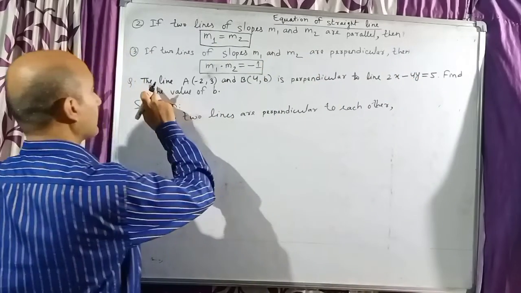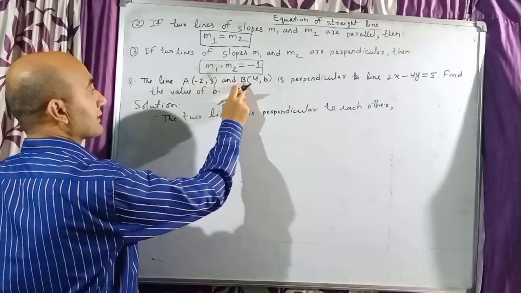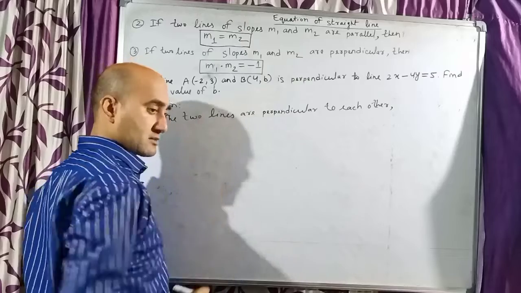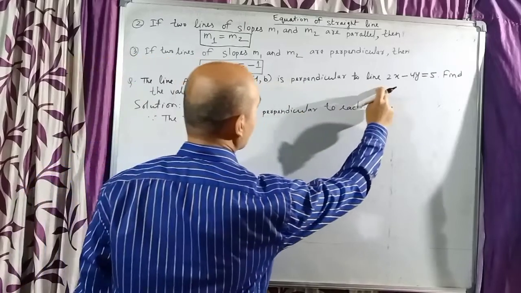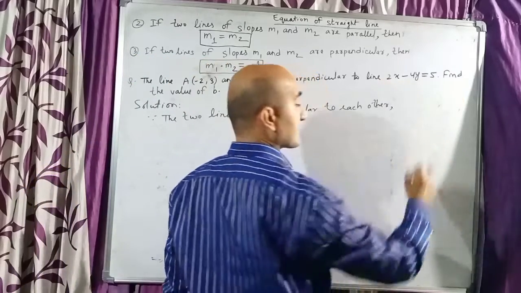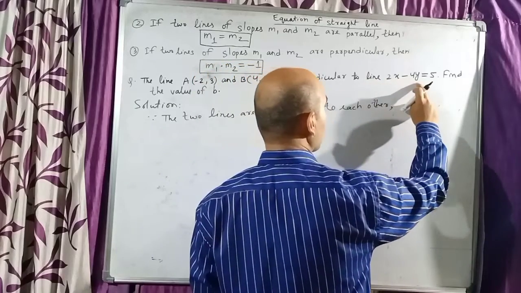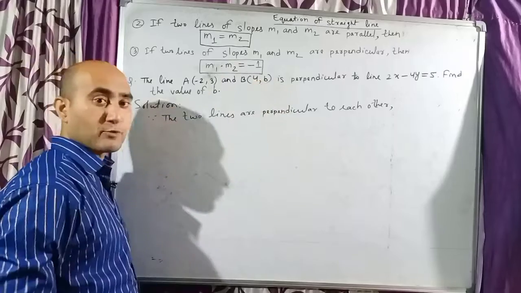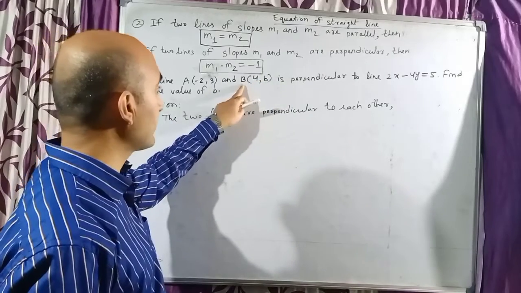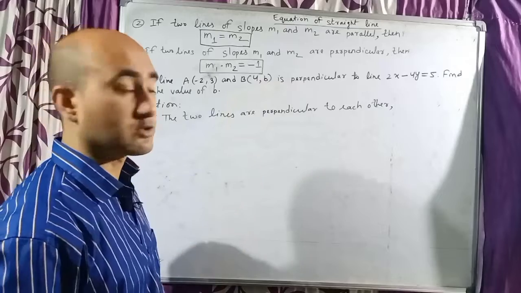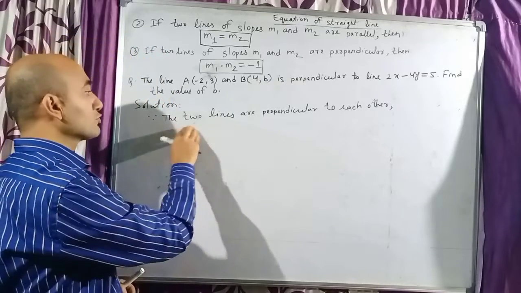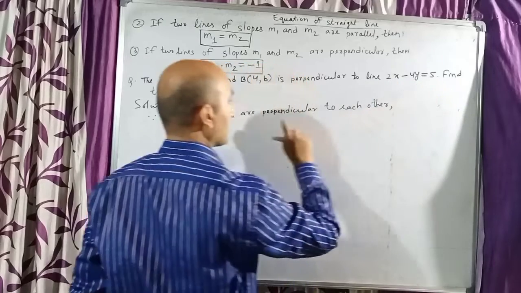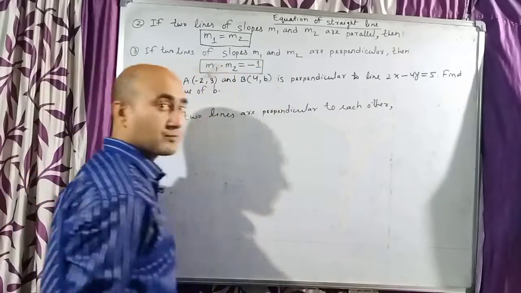I have the first question here. The line AB, where the coordinate of A is (-2, 3) and the coordinate of B is (4, b), is perpendicular to another line given by the equation 2x minus 4y equal to 5. Find the value of b. So this b you have to find, because the small b is unknown. You know the two lines, the first line AB and the second line 2x minus 4y equal to 5, are perpendicular to each other.